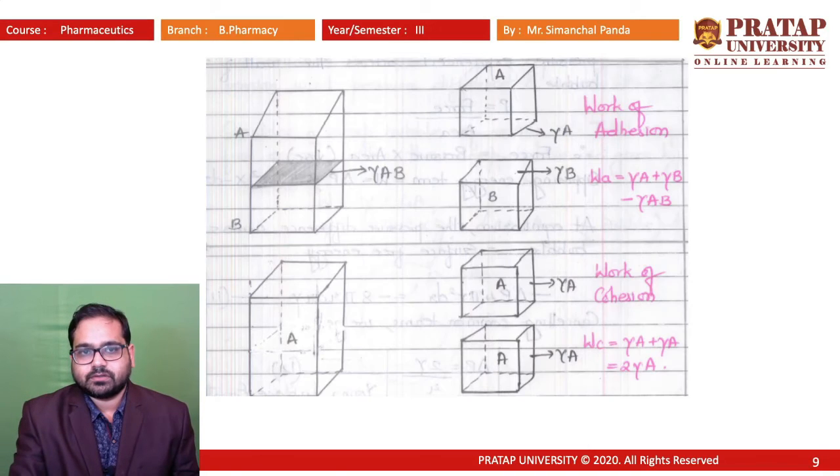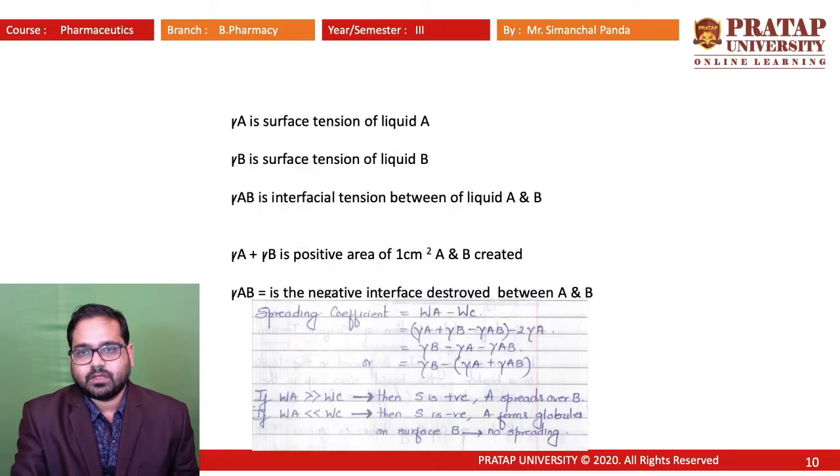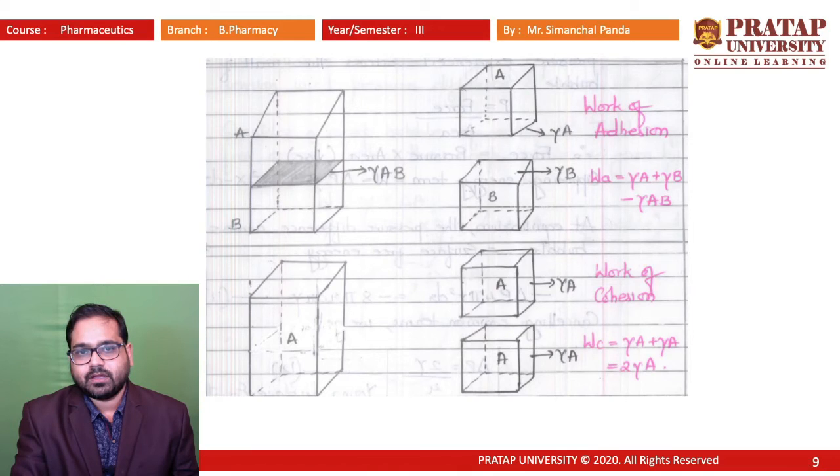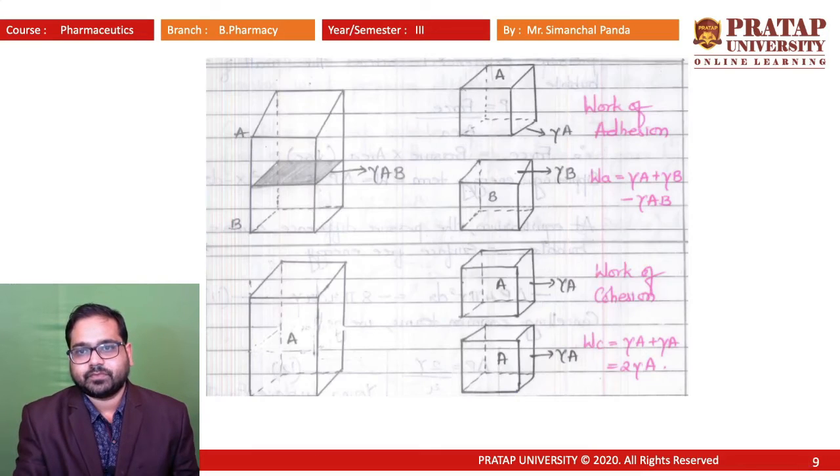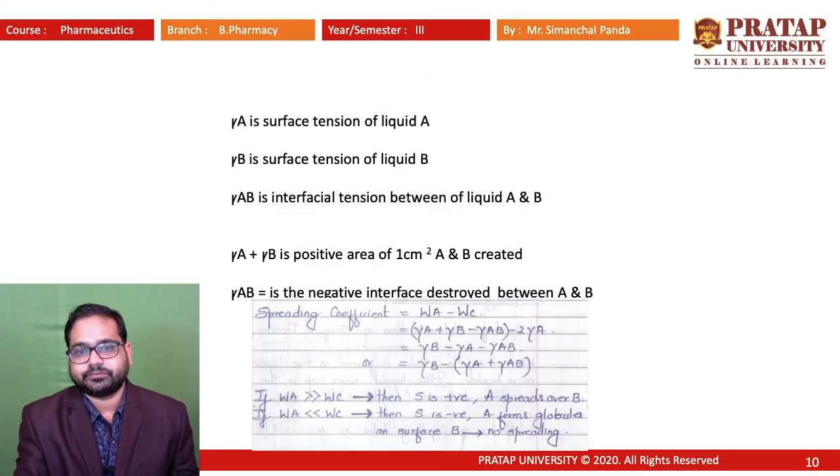Gamma A, from the previous diagram, is the surface tension of liquid A, gamma B is the surface tension of liquid B, and gamma AB is the interfacial tension between liquid A and B. Gamma A plus gamma B is positive, as an area of 1 square centimeter of A and B is created. Gamma AB is negative, as the interface between A and B is destroyed. See, this is the common surface.